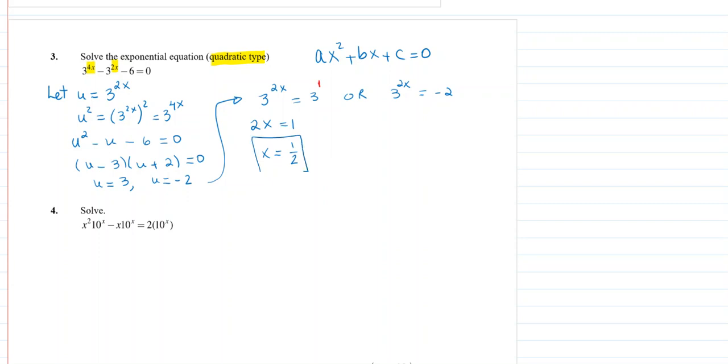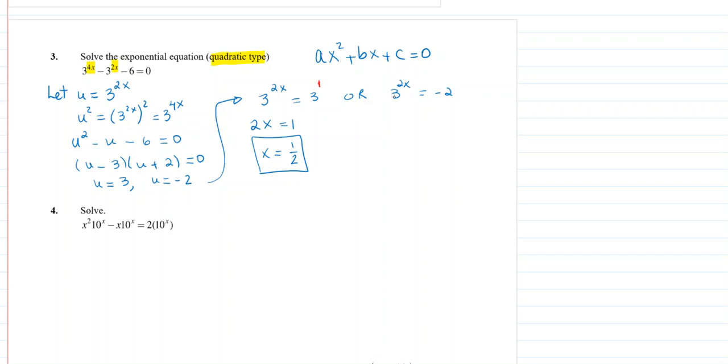That's one solution. To solve this equation, I would have to try to write negative 2 as a power of 3, which you probably don't see how it can be done. You can think about taking the ln of both sides, but remember, ln of a negative number is undefined. The domain of ln is only positive numbers. You can also use the fact that the range of 3 to the 2x is only positive numbers.